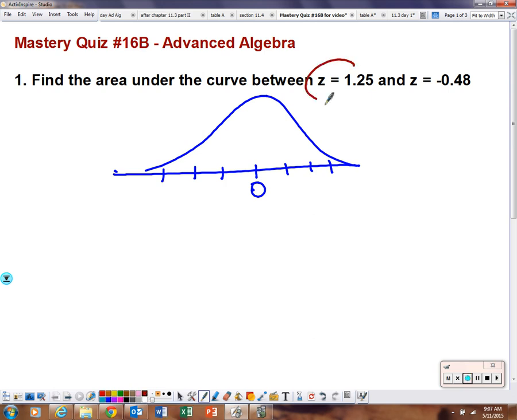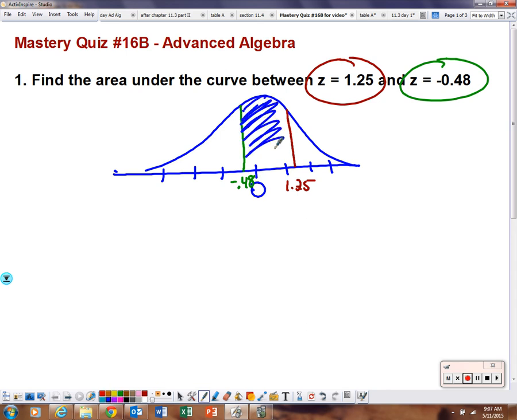The first one, z of 1.25, we're going to say is approximately right here. Then z of negative 0.48, I'm going to mark that, and I'm going to say that is approximately right here. And we want to know what is the area between those two.